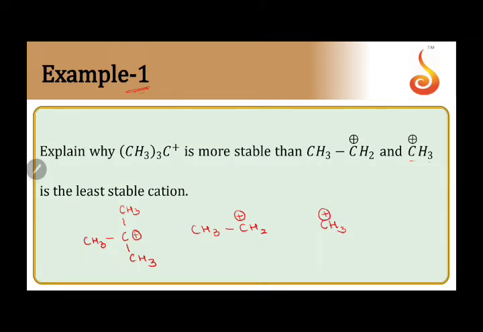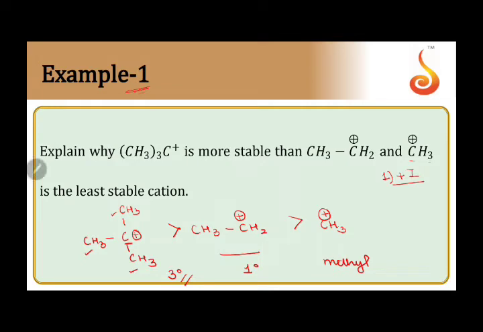There are two effects which can explain why this carbocation, which we can call a tertiary carbocation because the carbon with the plus charge is attached to 3 carbons, is more stable than this carbocation, which is primary, which is more stable than methyl carbocation. These two effects are, first of all, plus I effect or inductive effect. Methyl groups act as plus I groups.